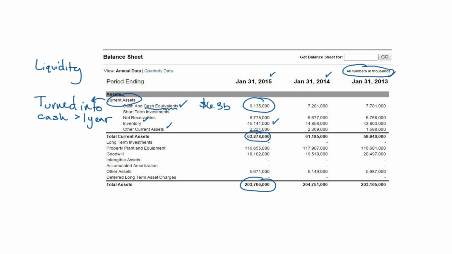So it could be a number of different things that aren't included in cash, cash equivalents, net receivables, and then of course our inventory as well. So those are the current asset figure.